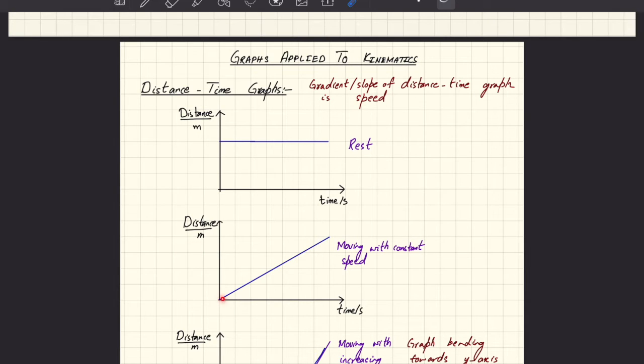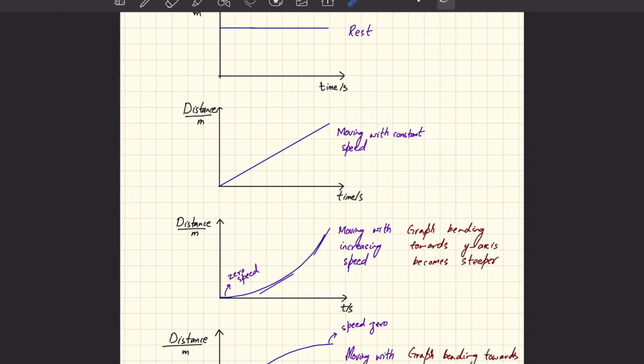So if I look at this particular graph, the distance is increasing. Hence, the body is moving. But since it's a straight line, its slope is constant. And since the slope is constant, I can identify that it is moving with a constant speed. So distance is increasing at a constant speed. Whereas if I look at the next graph, I can still see that the distance is increasing, but it's a curve. That means that the slope is not constant, which means speed is not constant.